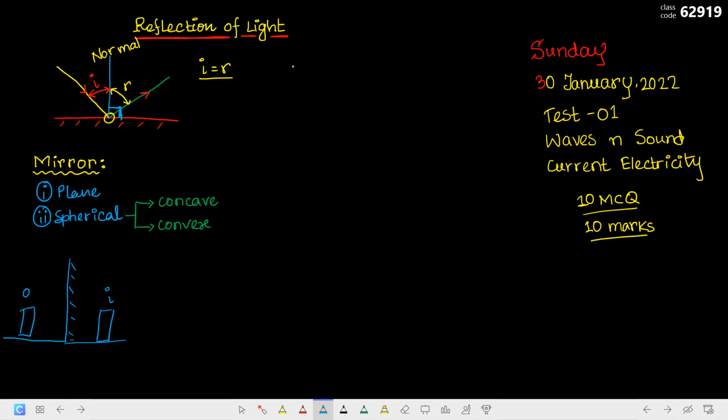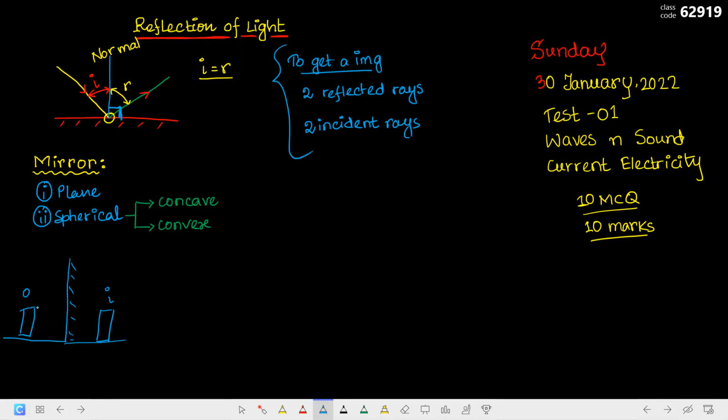Always remember this thing, to get an image. Okay, I wrote a shortcut: to get an image we need two reflected rays. Now these two reflected rays will come from two incident rays, right? If there are two incident rays, then they will be reflected and we can get the reflected rays. Okay, so remember this thing.